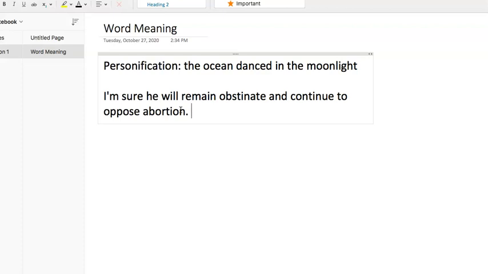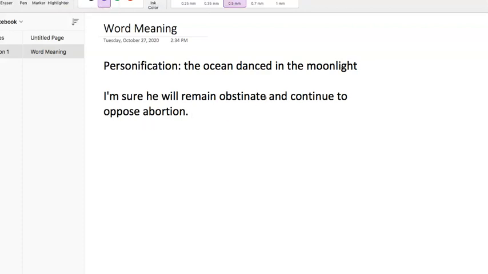But as far as word meaning and vocabulary, what you're not really supposed to be doing, and what is really a waste of time, is memorizing the few hundred words that are the most commonly used. What you really want to do is be able to learn words using context. You do that all the time in your life. If you know what all of the words mean except for obstinate, you could probably pretty accurately guess what it means. So let's break it down to its pieces: I'm sure he will remain obstinate and continue to oppose abortion. So he's opposing abortion.